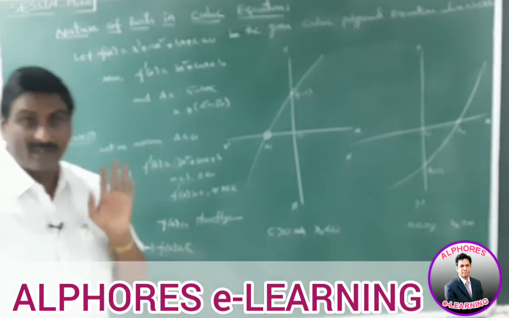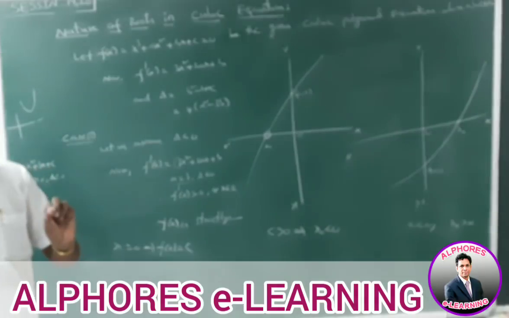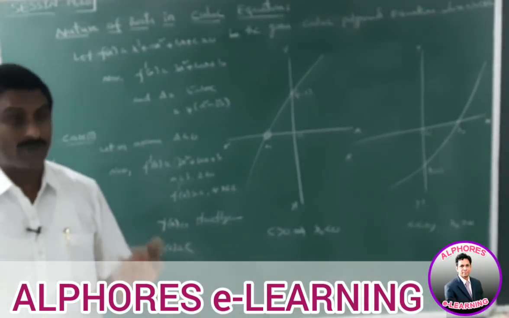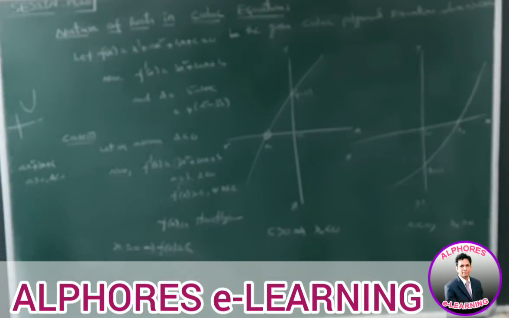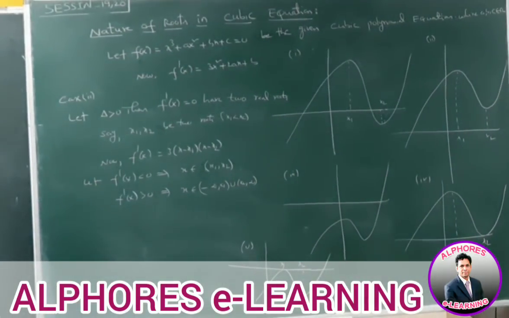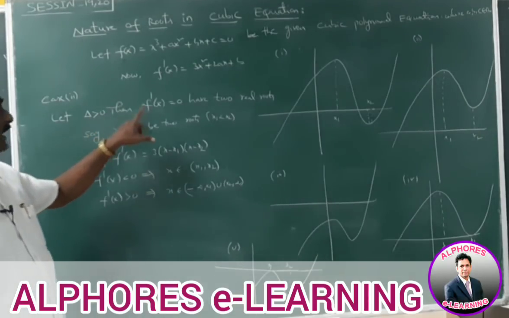Okay. If delta is less than 0 in f dash x is equal to 0, we get 1 real and 2 imaginary roots. Very, very important. Please note this diagram and proof also. Next, case 2. Let us assume the discriminant delta greater than 0 in f dash x is equal to 0.